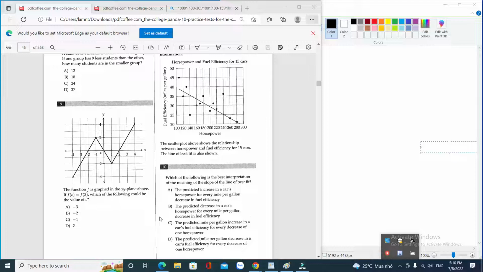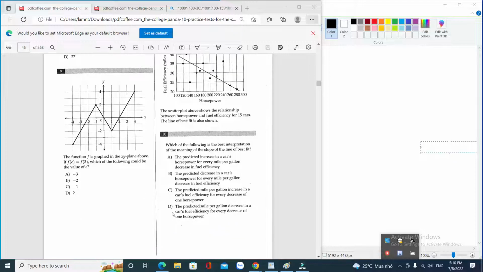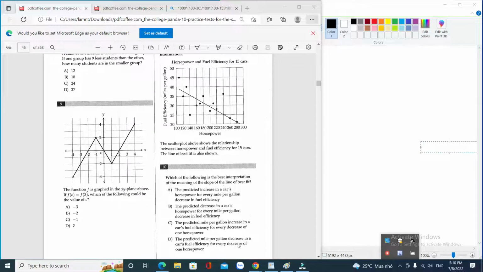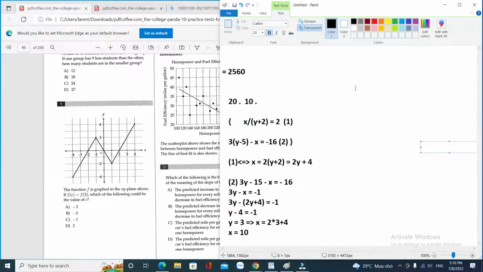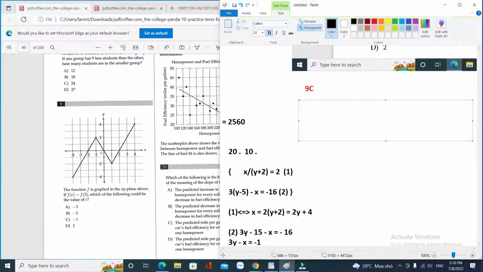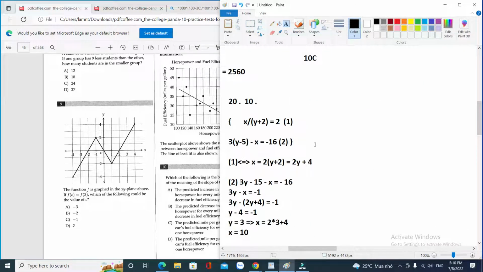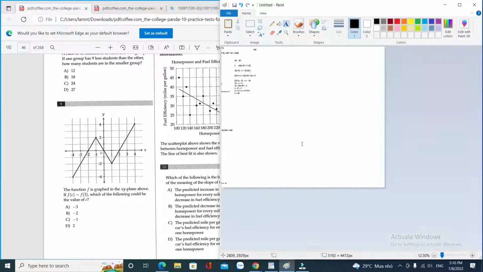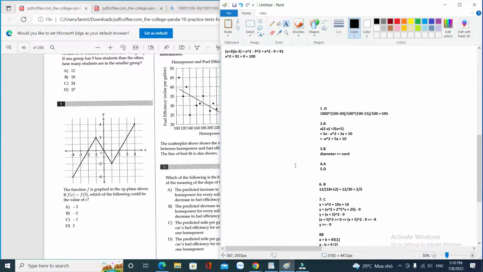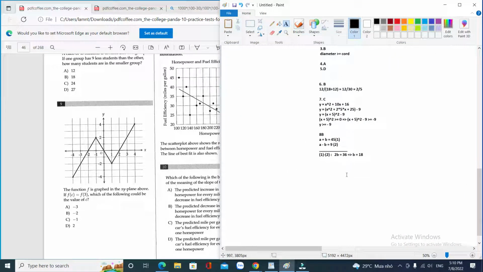Okay, this is kind of right. Let's check the option: the predicted miles per gallon decrease in the car's fuel efficiency for every decrease of 1 horsepower. So when horsepower decreases, the fuel efficiency actually increases, right? So the answer is actually C. So 10 is C.